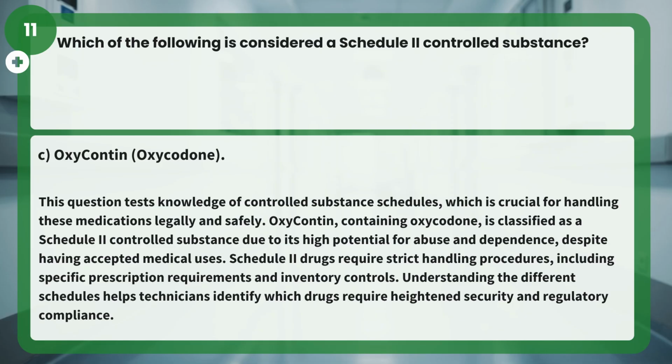Answer: C. OxyContin, oxycodone. This question tests knowledge of controlled substance schedules, which is crucial for handling these medications legally and safely. OxyContin, containing oxycodone, is classified as a Schedule II controlled substance due to its high potential for abuse and dependence, despite having accepted medical uses. Schedule II drugs require strict handling procedures, including specific prescription requirements and inventory controls. Understanding the different schedules helps technicians identify which drugs require heightened security and regulatory compliance.